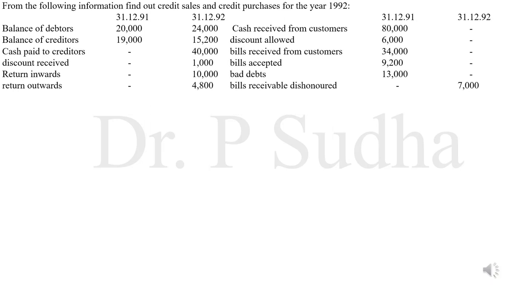From the following information, find out credit sales and credit purchases. So if we have to calculate credit sales, we have to prepare total debtors account, and if you want to know credit purchases, we have to prepare total creditors account. In the previous question it was given directly, prepare bills receivable and total debtors account. In this problem, you are given the missing information. You are asked to find out credit sales and credit purchases, so for that we have to prepare this account.